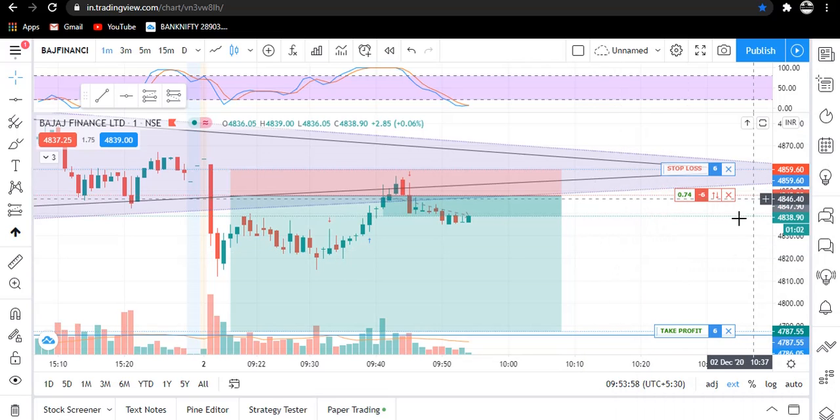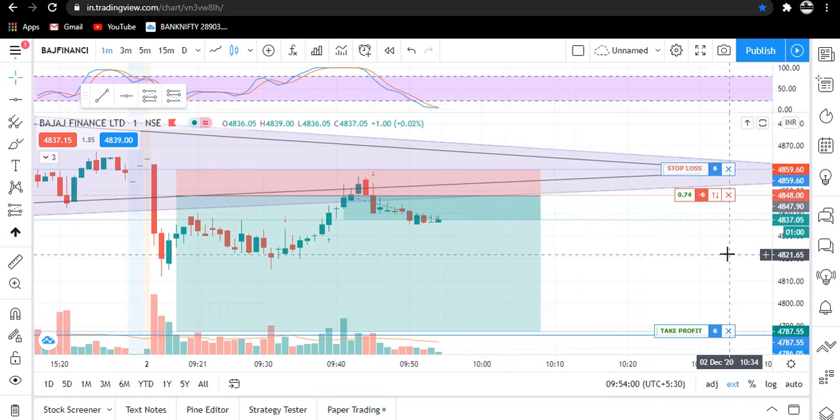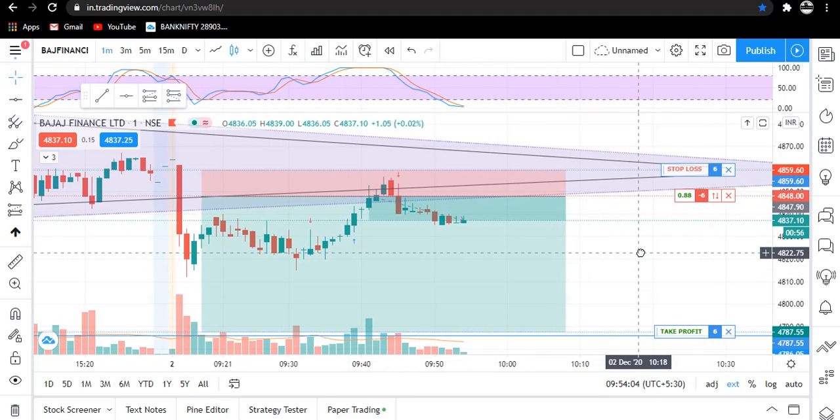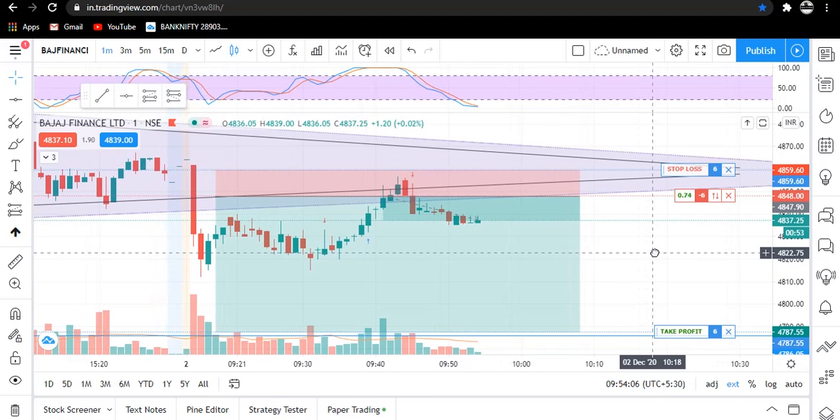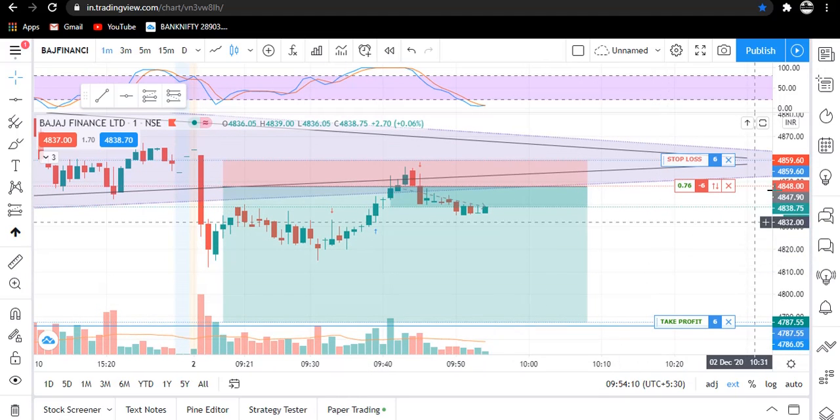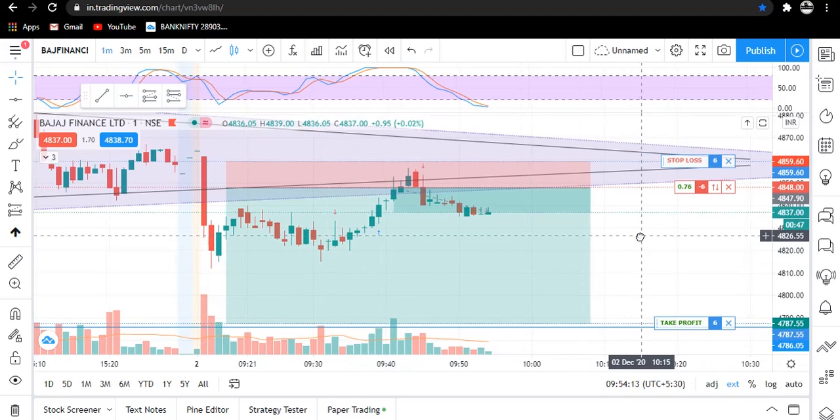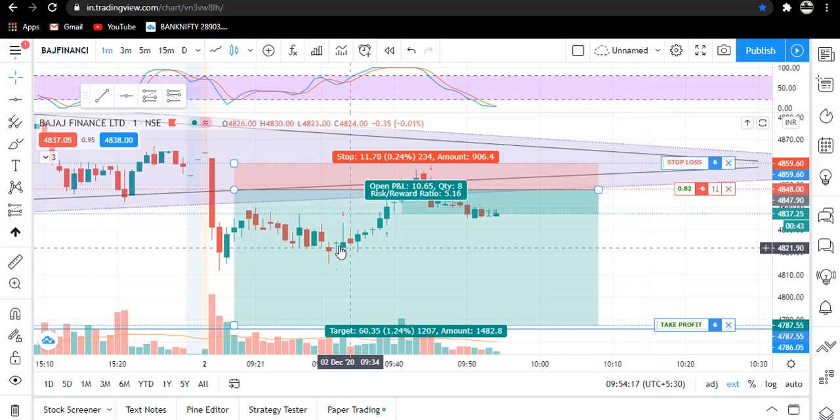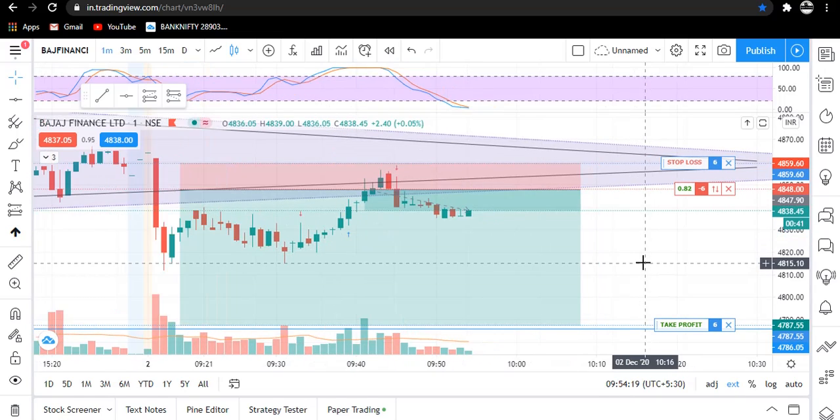So traders, here you can see that we have taken a trade in Bajaj Finance. Traders, this is my second trade. I have already booked a loss in this stock a time before, but I was not able to record at that time. So I will explain you that also. Let this trade get completed.